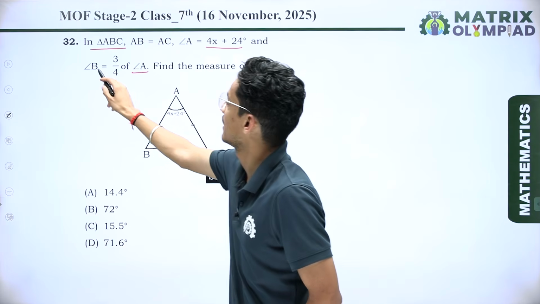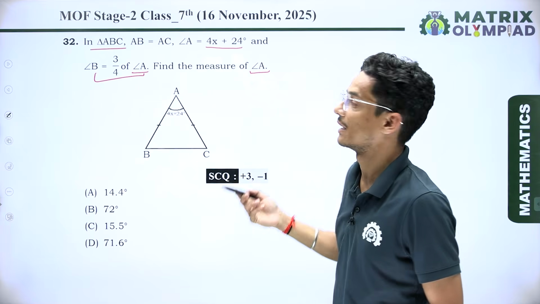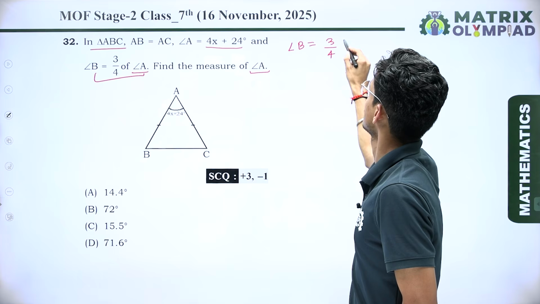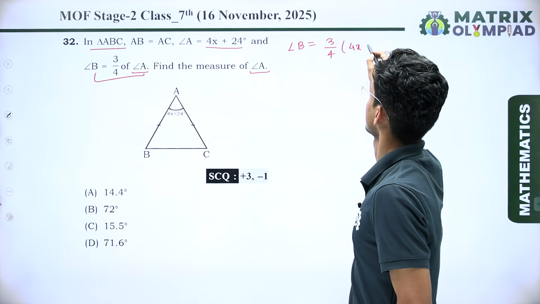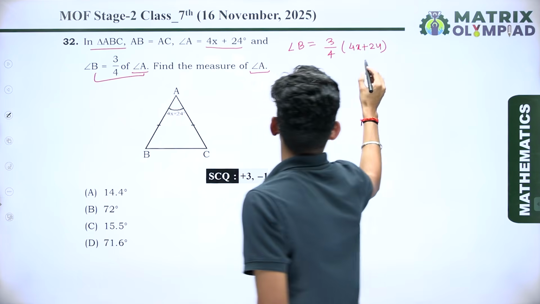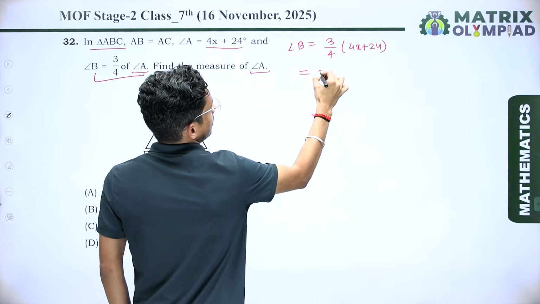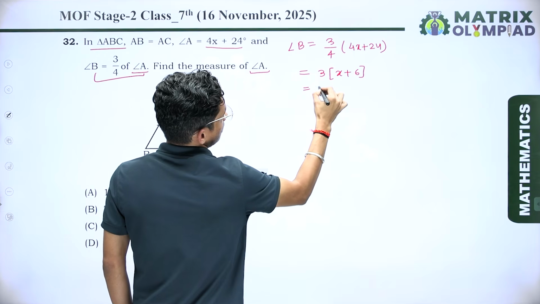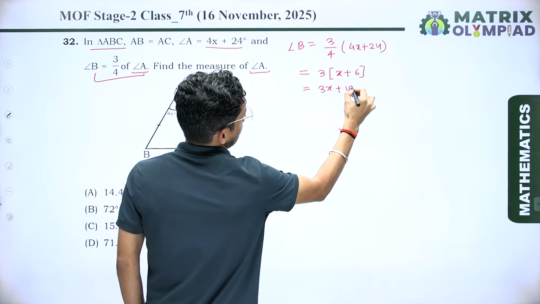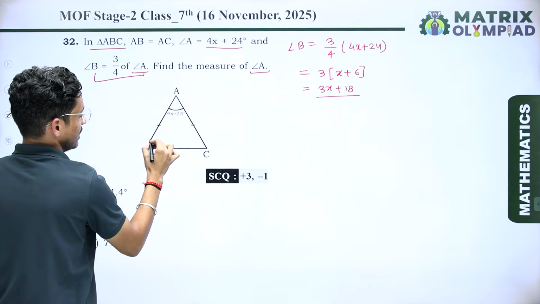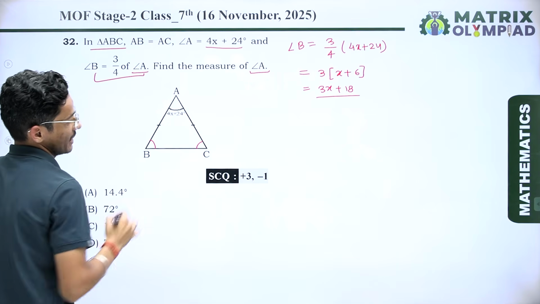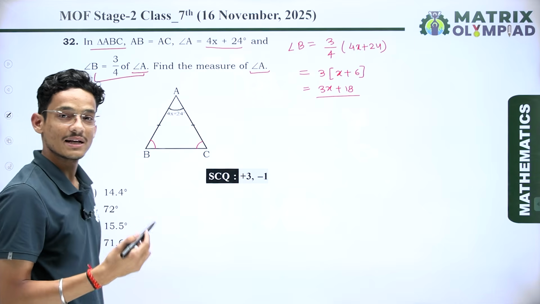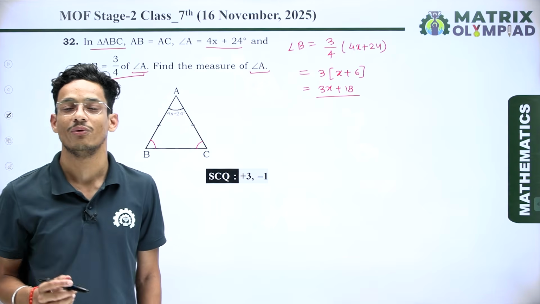Here we are given angle B is equal to 3/4 times angle A. So I can write angle B is equal to 3/4 times angle A. When I simplify it, I can write 3 bracket x plus 6, so 3x plus 18, right? So this angle is 3x plus 18 and this one is also 3x plus 18 because this triangle is an isosceles triangle, and we know the sum of interior angles of a triangle is 180 degrees.